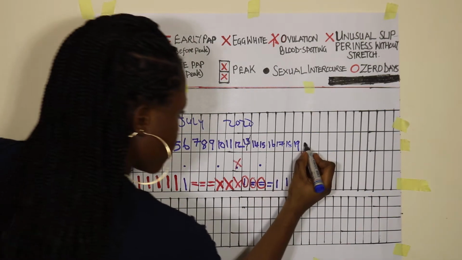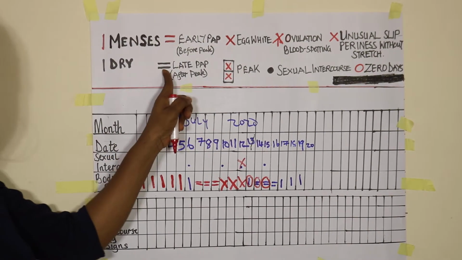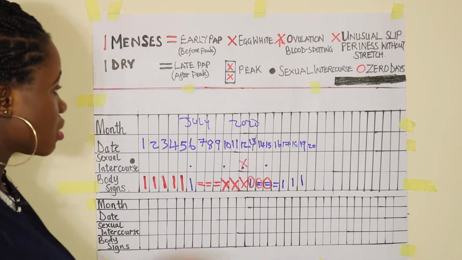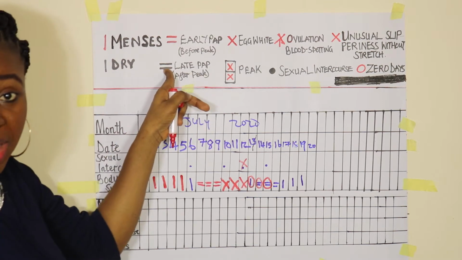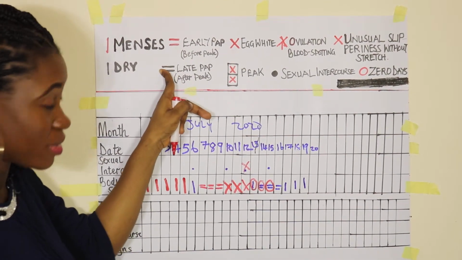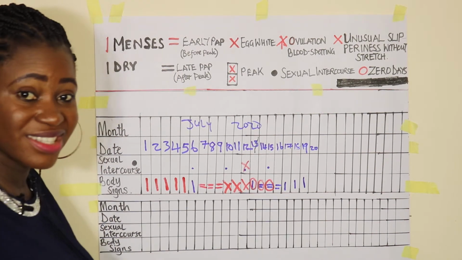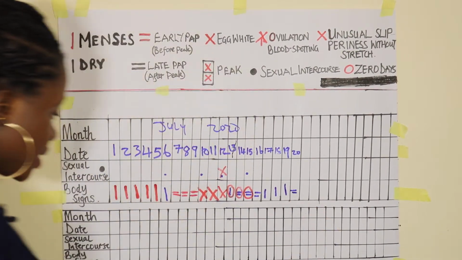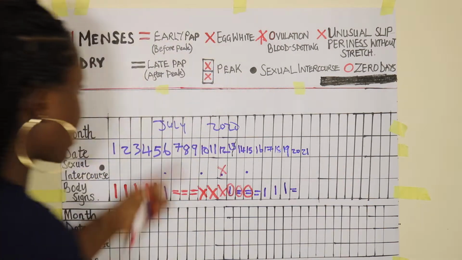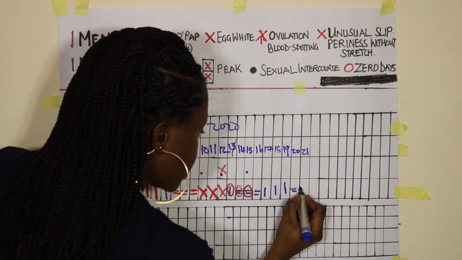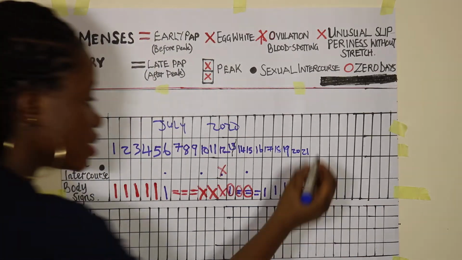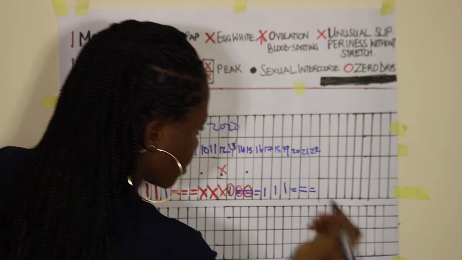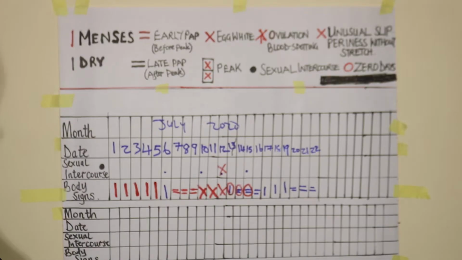And then cycle day 20, she saw her late pap, which is either watery or thick, like akamu. This is cycle day 20. And then cycle day 21, she still saw her late pap, which is liquid or thick like pap. And then cycle day 22, she still saw her late pap. And then on cycle day 23, her period started.